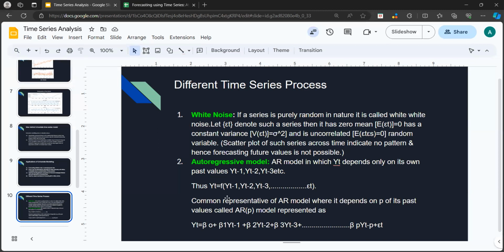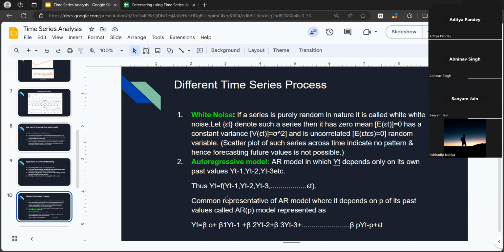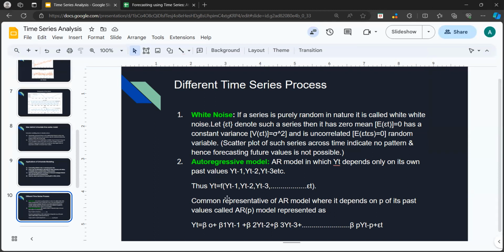Uncorrelated means there is no relation. We have given the formula in the previous session, and we have shared the videos. If you don't know what correlation is, you can watch those videos for a better understanding of the exact formula. But in a simple sense, there is no relation between epsilon t and epsilon s. Here s means another time point, while one time period is denoted as t and another as s.